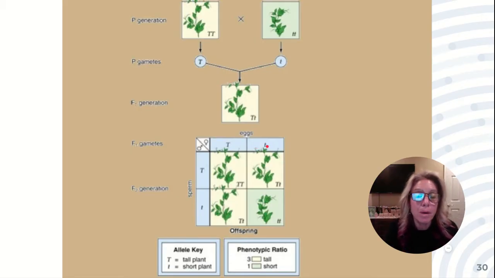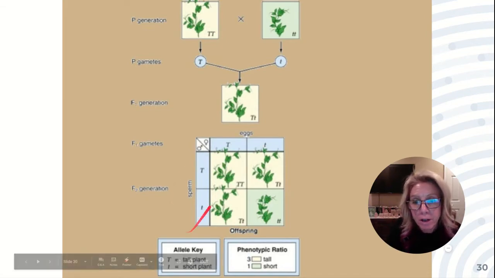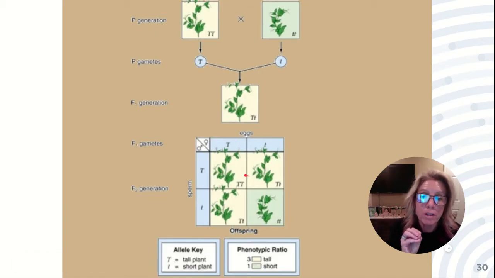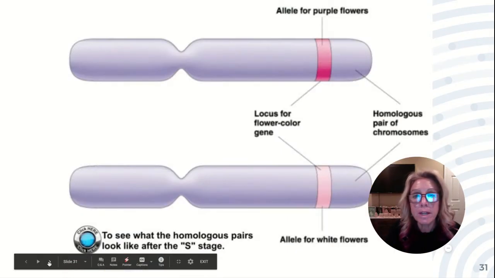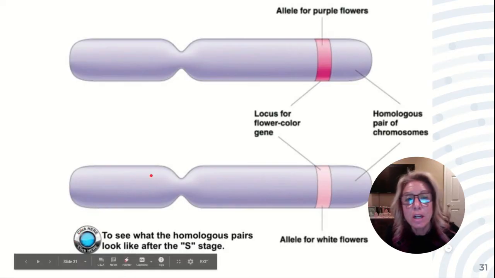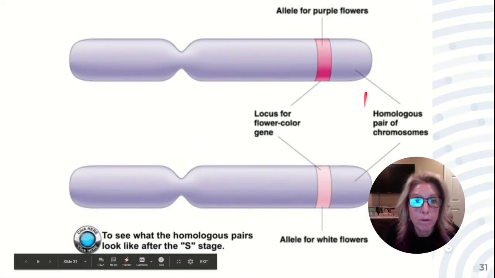When you set up your Punnett squares, you're showing segregation, the law of segregation. Here for the eggs, here for the sperm. Then you restore your homologous pairs when the sperm fertilizes the egg. You restore your homologous pairs. Now, if we look right here, you've seen this before because we talked about it when I was talking to you about meiosis, right? So here's a homologous pair of chromosomes. For this case, this one has alleles for purple flowers, and this one is for white flowers.